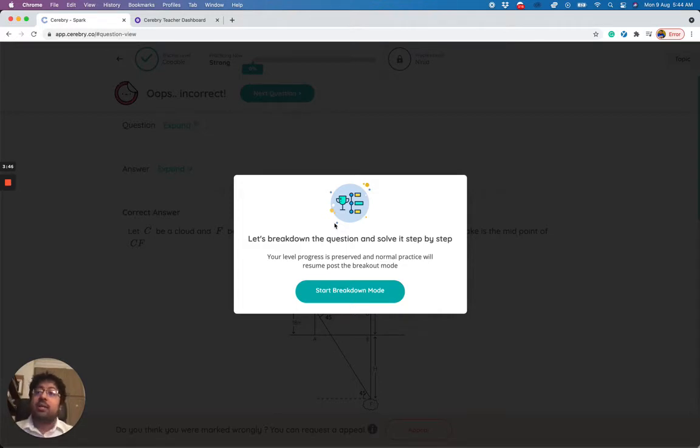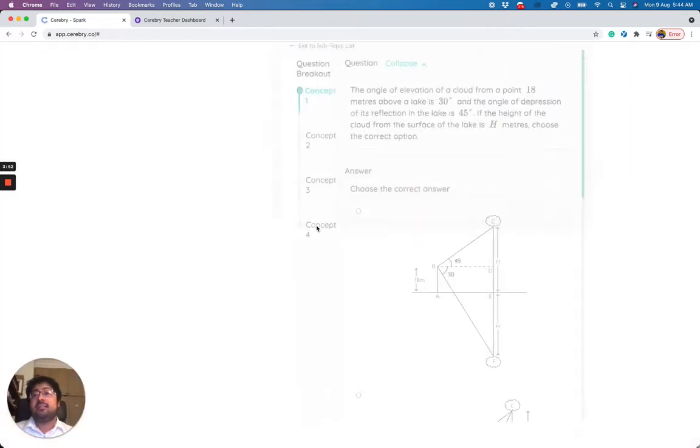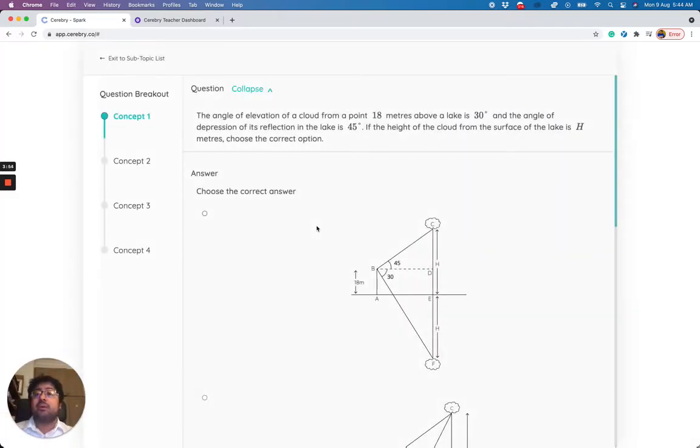Okay, so it again shows us the step-by-step solution, but now if I click on next question, think back to your school years. When the examiner checks your answer sheet, they don't just look at the final answer, they actually look at the steps, because a good teacher would want to see why you are making the mistake. And this is exactly what Cerebri does. This is only possible because we are generating questions on the fly. We are not dependent on static question banks. No question bank would be big enough to generate unique questions and then break them down.